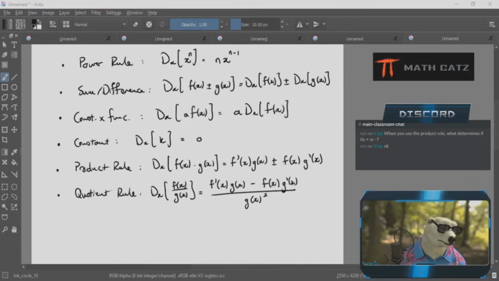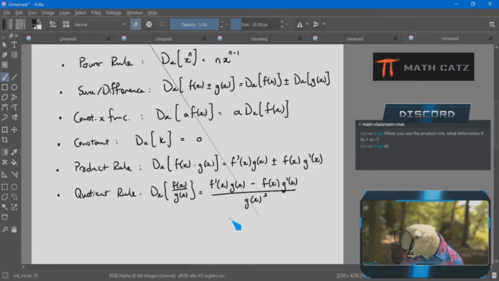There's no other way. I have a question here in Discord. When you use the product rule, what determines if it's a plus or a minus? The proof... Oh, I'm sorry. I am thinking of something else. I'm sorry. There is always a plus. Always a plus. I was channeling the sum difference property. The product rule has always a plus. The quotient rule always has a minus.